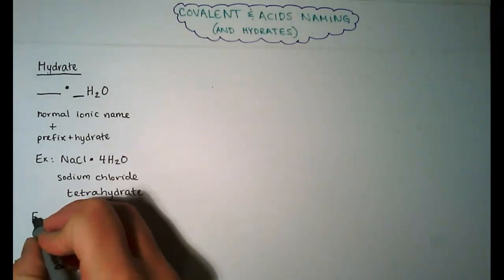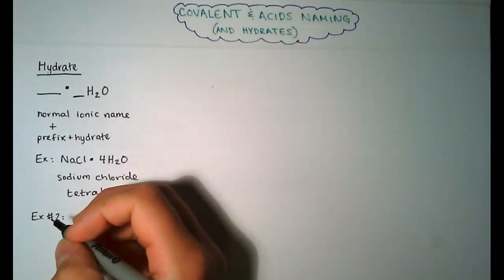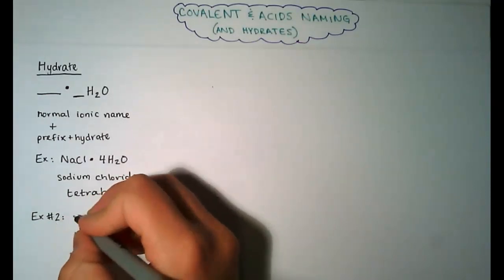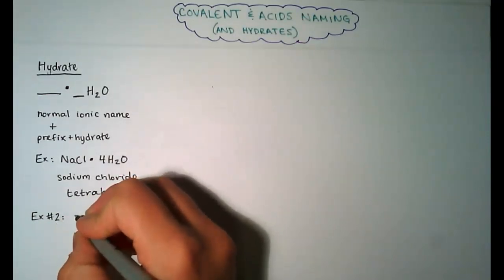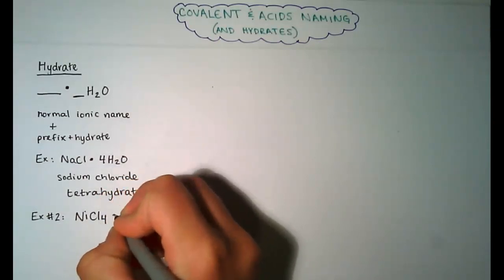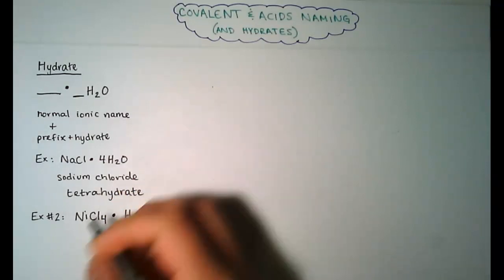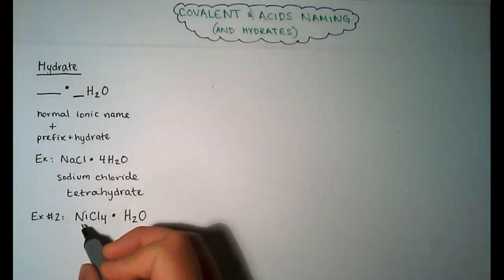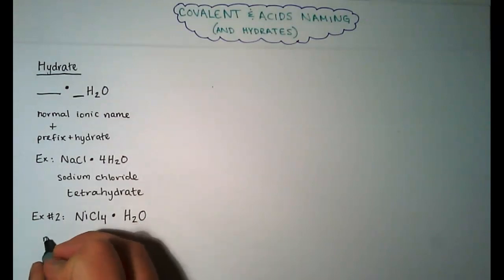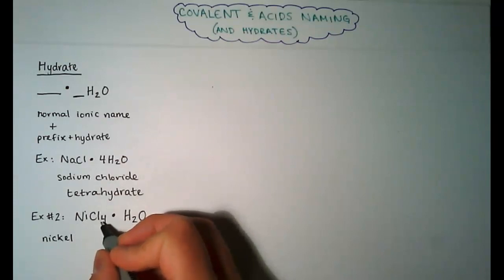Let's do one more, example number 2. And let's this time do one that has a transition metal. So I have NiCl4 dot H2O. So this time I need to follow the transition metal naming rule. So I have nickel, and I need to figure out how to balance my charges.